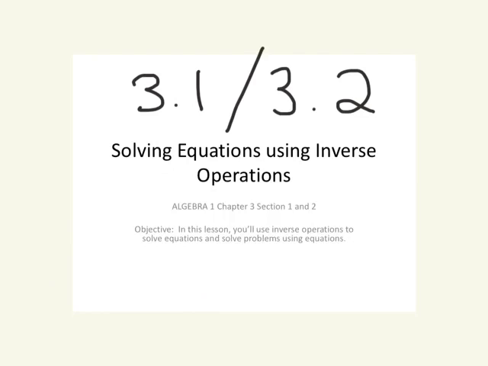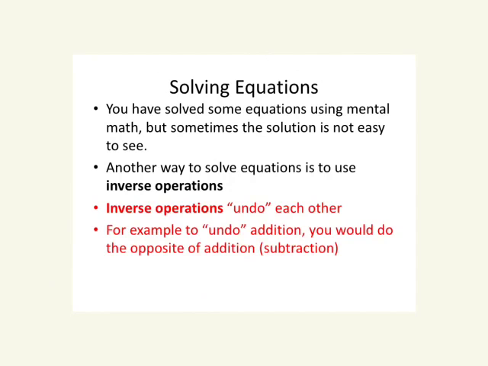So go ahead and write down 3-1, 3-2, solving one-step equations. Chapter 3, Section 1, Chapter 3, Section 2. All right, ladies and gentlemen, solving equations. You have solved some equations before in this class, and so far we've used just mental math to do so. But sometimes the solution is not so easy to see, and you cannot do mental math. So we need another option.